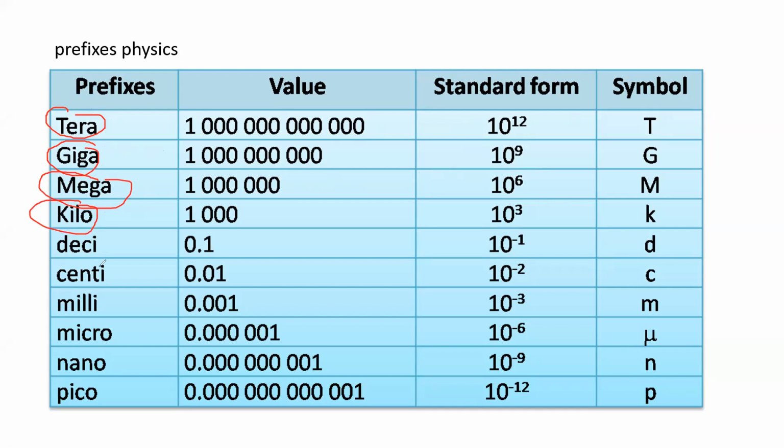Kilo, 10 power 3. These are extra: deci and centi. Milli is there, 10 power minus 3. Micro, 10 power minus 6. Nano, 10 power minus 9. And pico, 10 power minus 12.